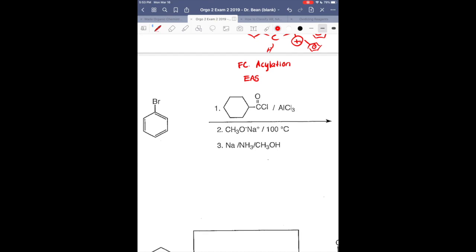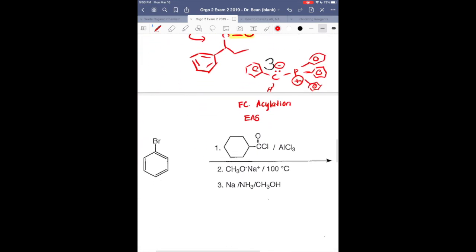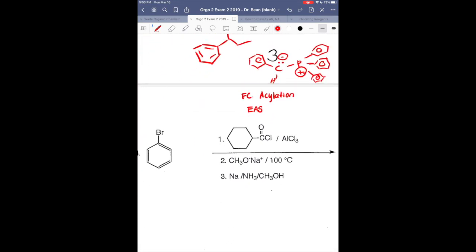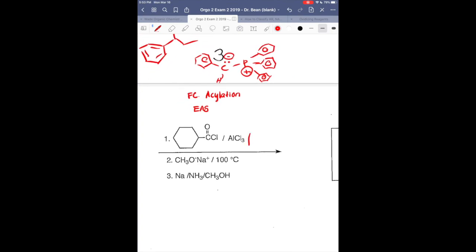With these EAS reactions, you're typically going to see them with the nitration mixture as what we had above. Or you're going to see these commonly in the presence of something like this. So do you guys think that this is a Lewis acid catalyst or a Lewis base catalyst?